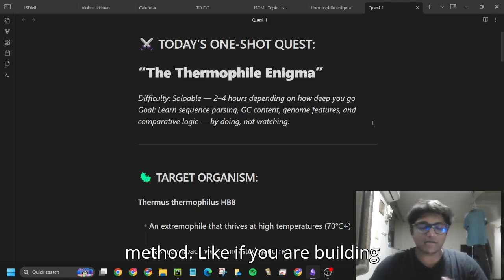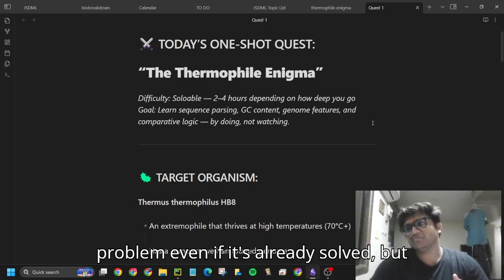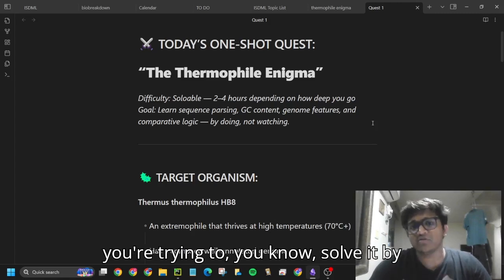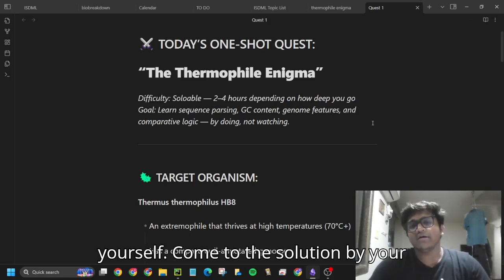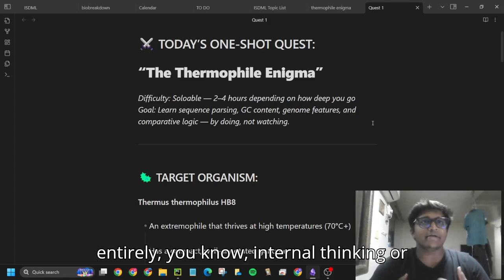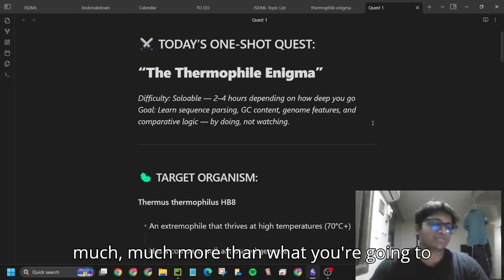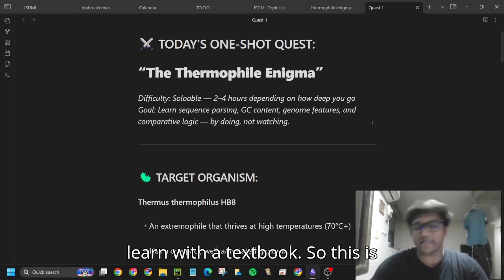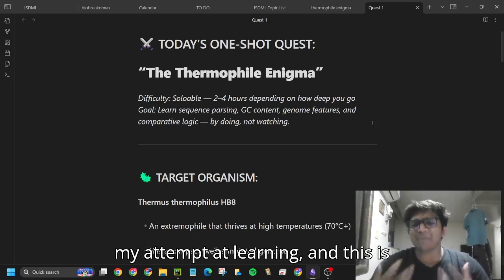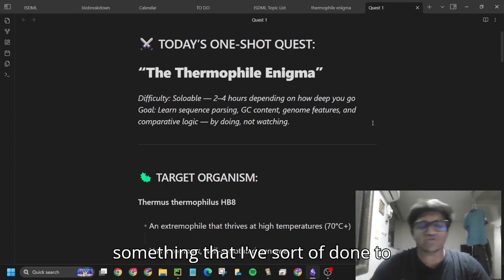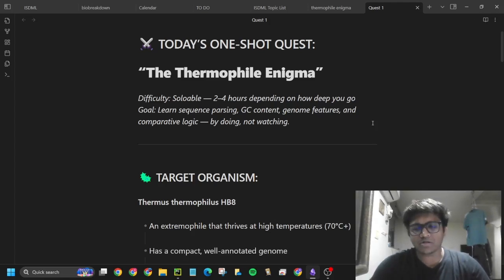project-based learning method. If you are building something, you're trying to solve a problem, even if it is already solved, but you're trying to solve it by yourself, come to the solution by your entirely internal thinking or your own effort, you're going to learn much more than what you're going to learn with a textbook. So this is my attempt at learning, and this is something that I've sort of done to teach myself.